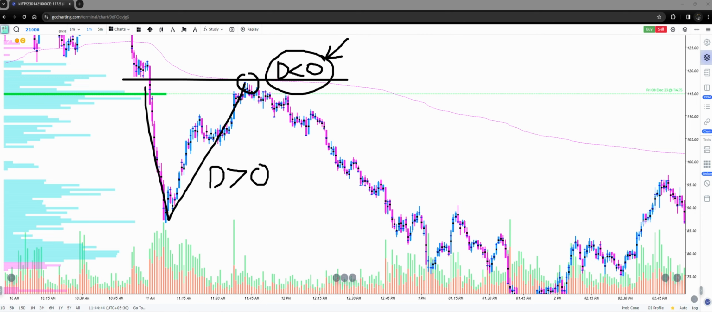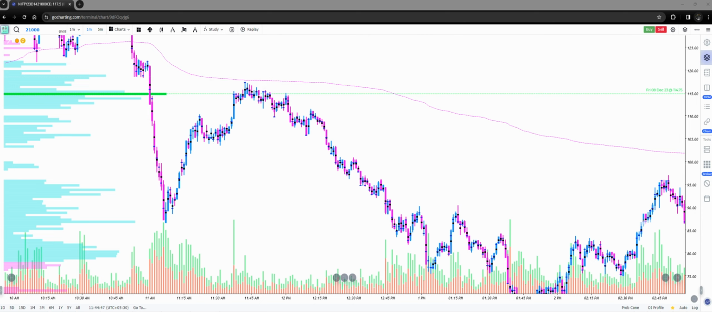Now we are going to mix in not only the delta divergence, there is one more concept that I'm going to mix in, that is called unfinished auction. Now whenever you look at a bar in a footprint chart, you see the market buy orders and the sell orders.